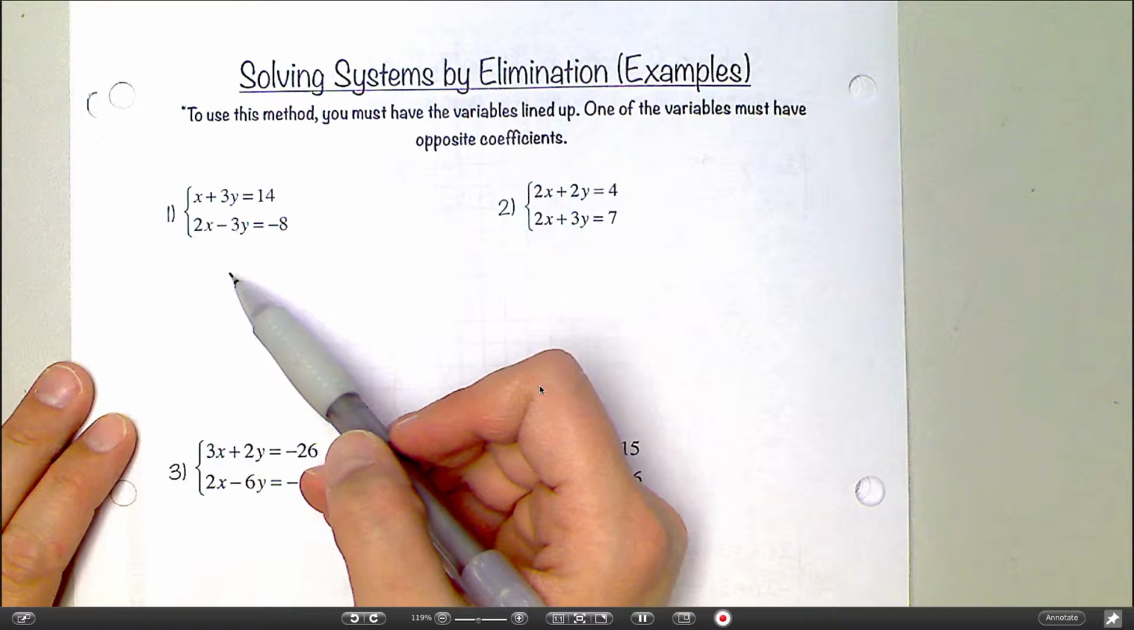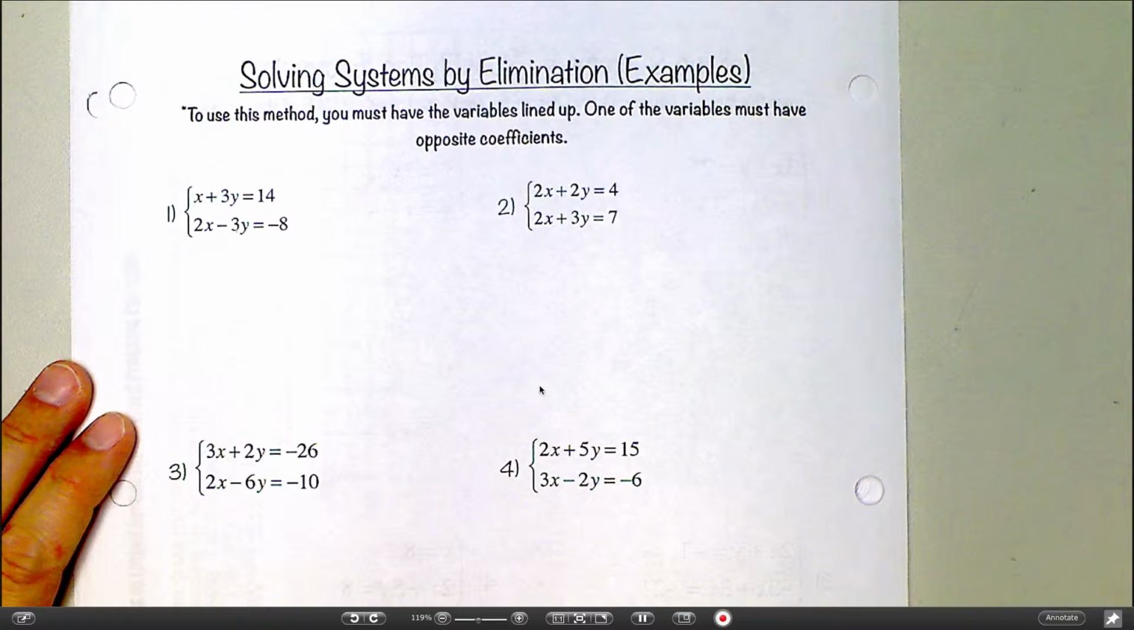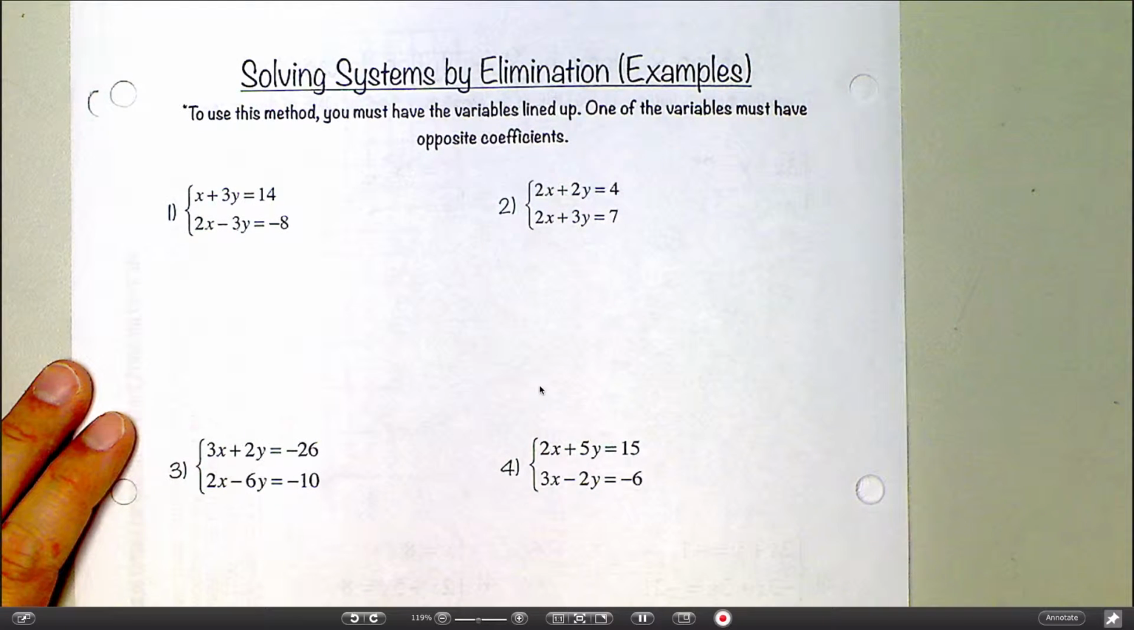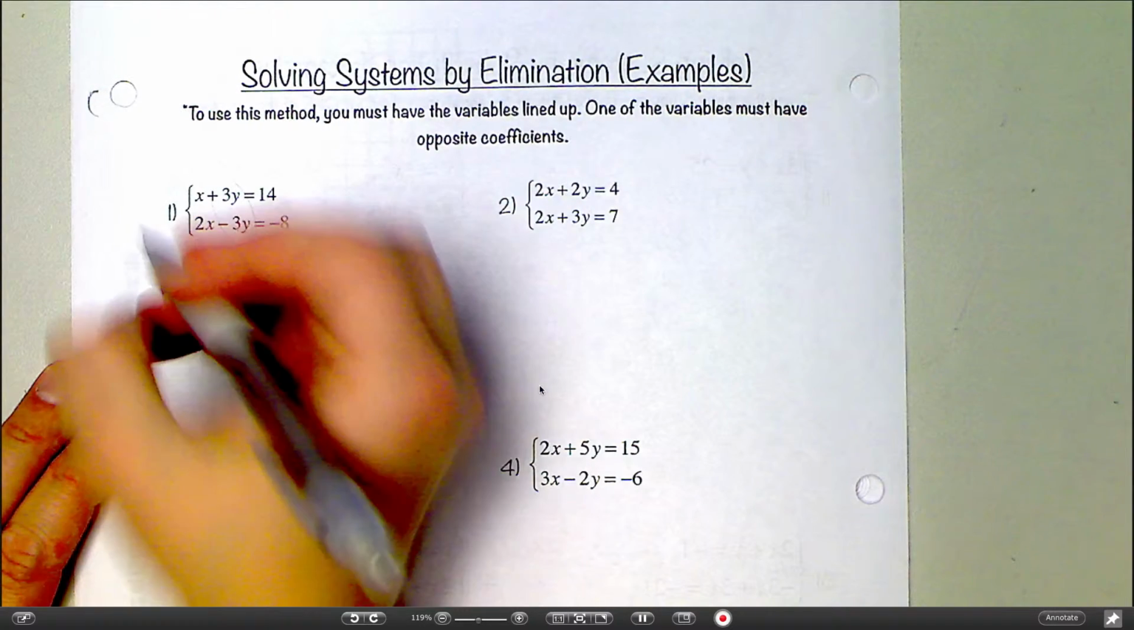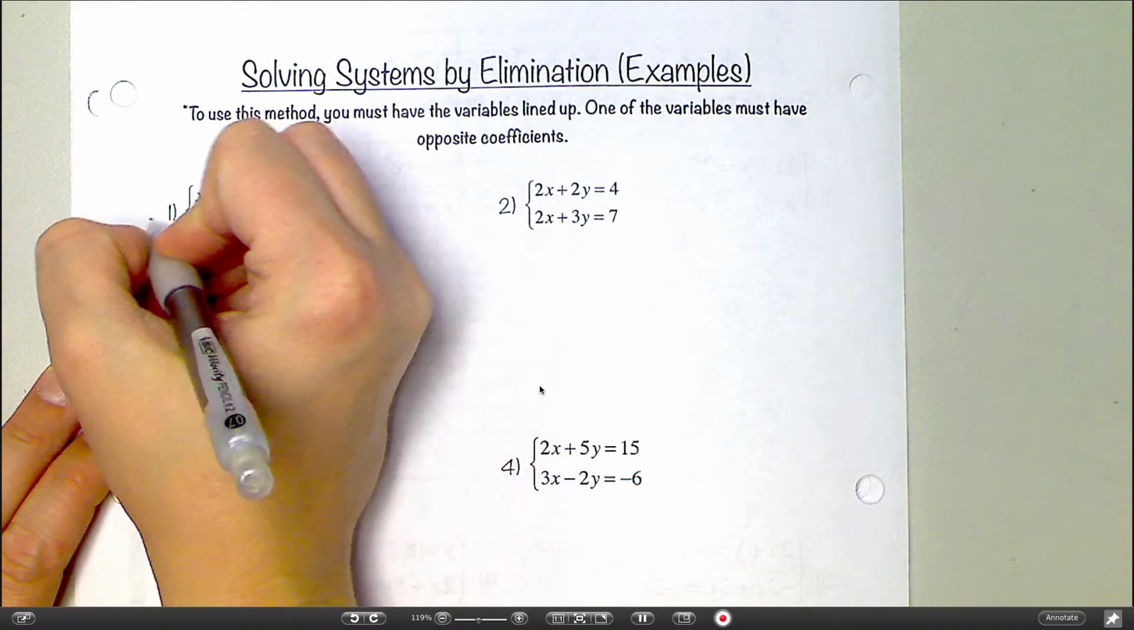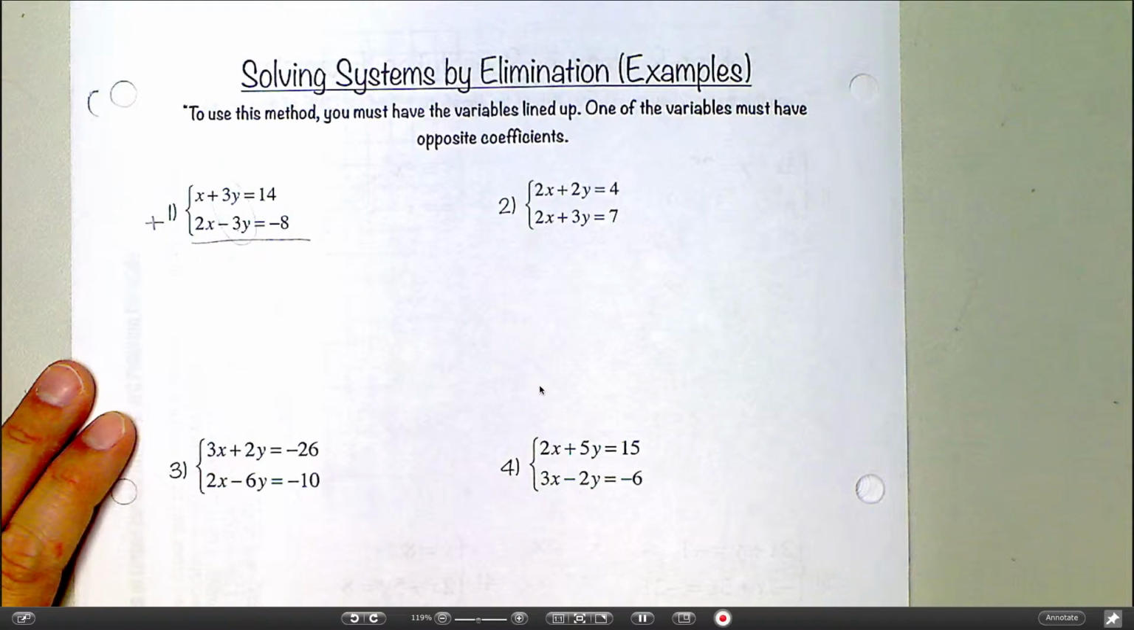So sometimes they're going to hand it to you, just like with substitution. Sometimes they had it already set up for you. Sometimes it's going to be a little bit harder. This one is already set up. So what I'm going to do is take these equations and add them together. Okay, you're always adding them.